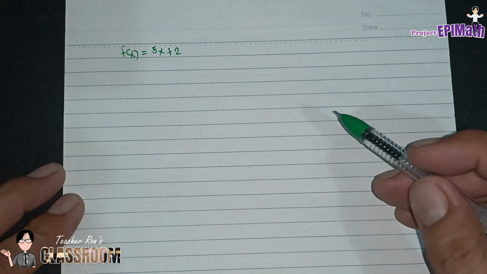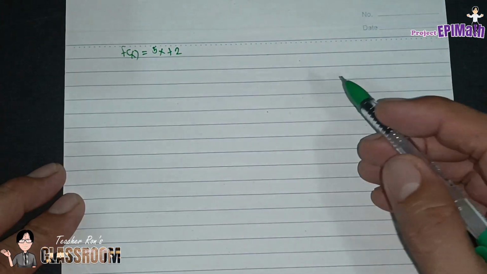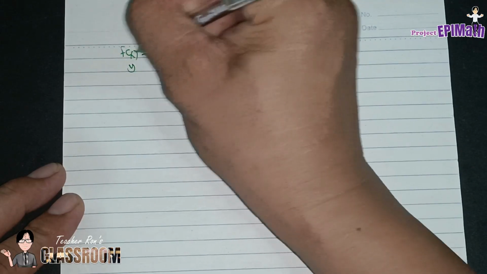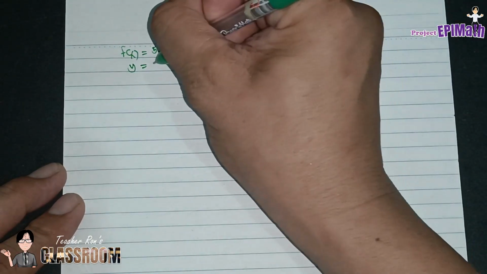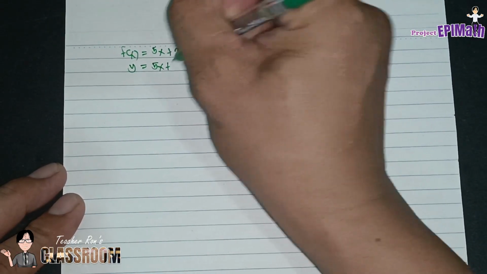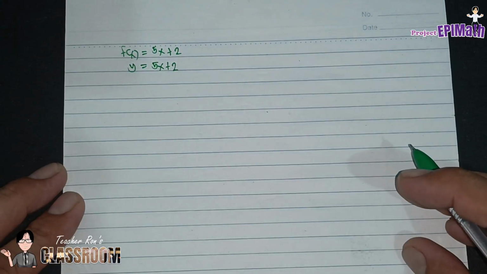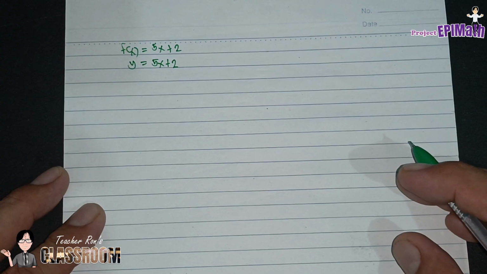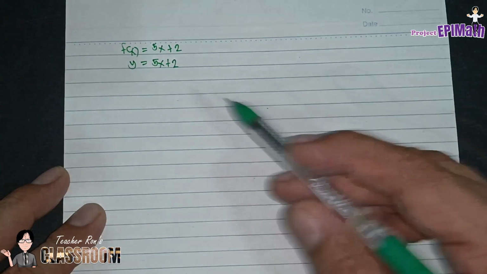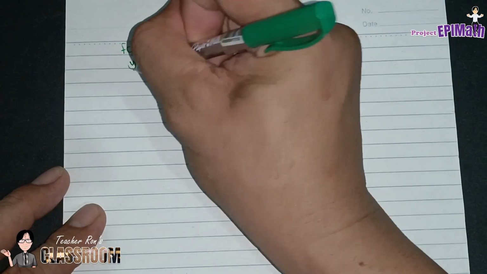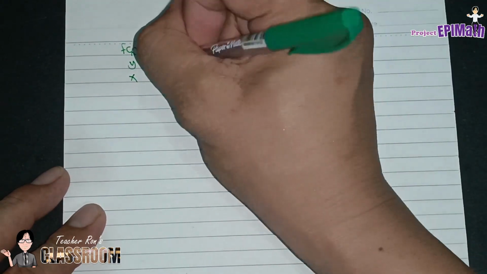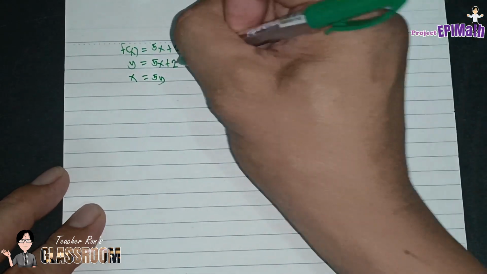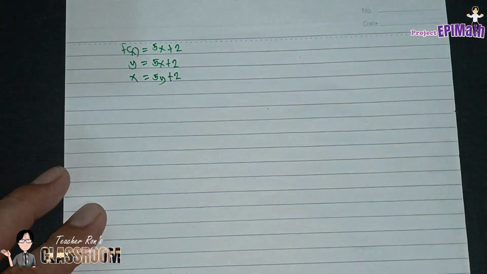To find the inverse, step number 1, we're going to substitute y for f of x. So yung f of x natin magiging y, then equals 5x plus 2. Ayan, that is step 1. Step 2, interchange the variables x and y. Pagpapalitin natin yung x and y. So y will become x, and then 5x will become 5y, and then plus 2.